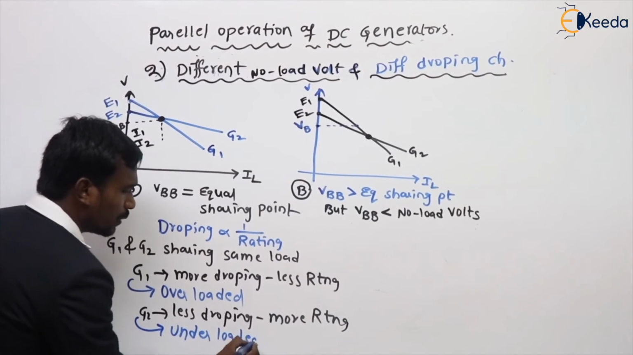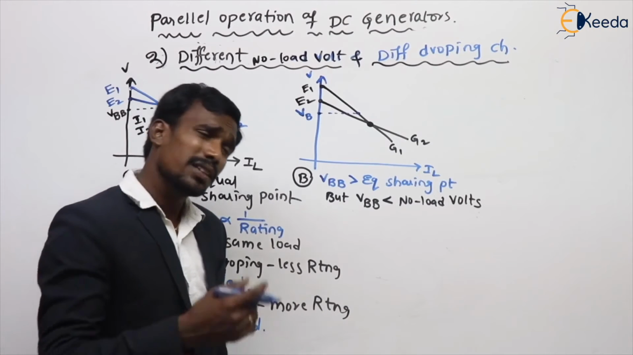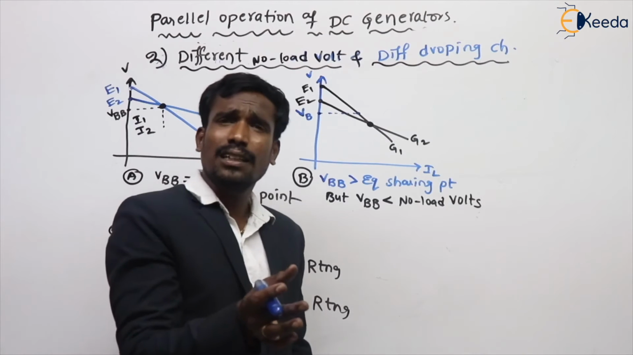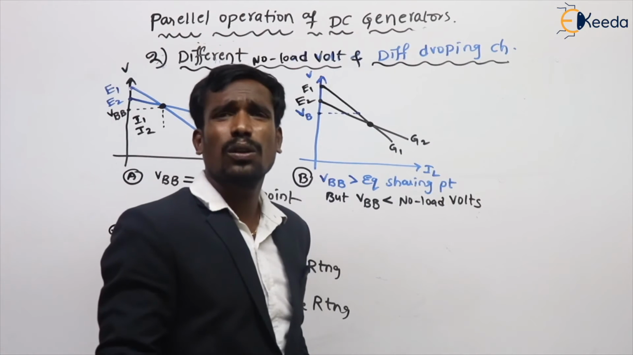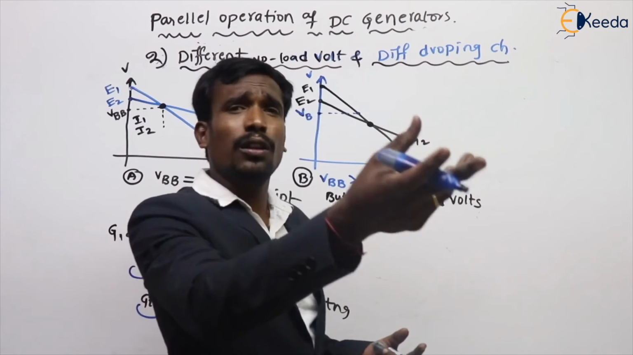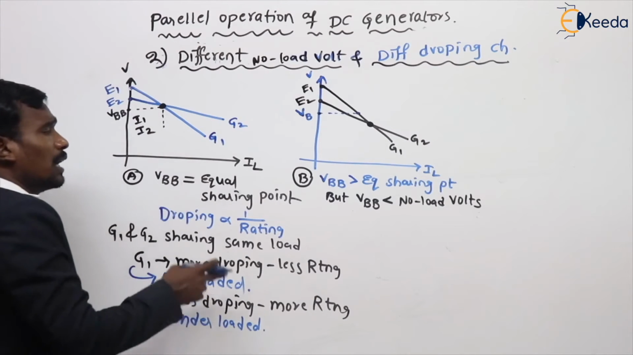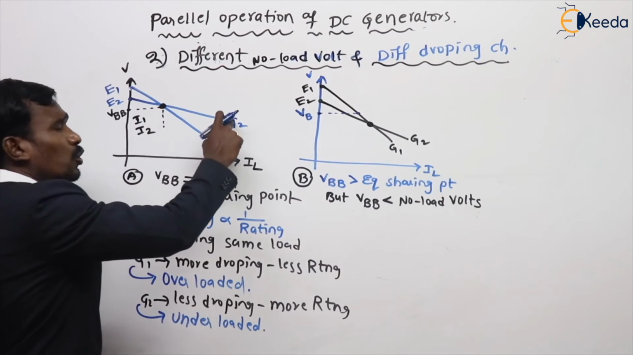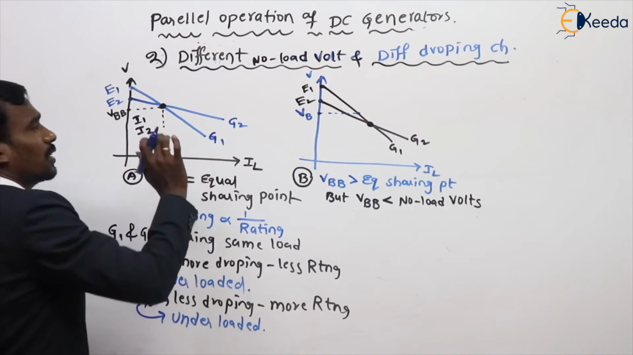This is a very important thing. Generally, this is not preferable. The first one is preferable, no problem. The first one, which has less rating, that is more drooping, shares less load. The one which has less drooping, nothing but more rating, shares more load. In the first case there is no problem, but in the second case there is a problem: the one with more drooping, nothing but less rating, is overloaded, and the one with less drooping, nothing but more rating, is underloaded. This is the problem with this condition.